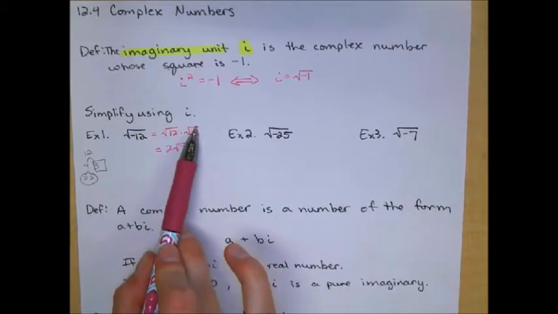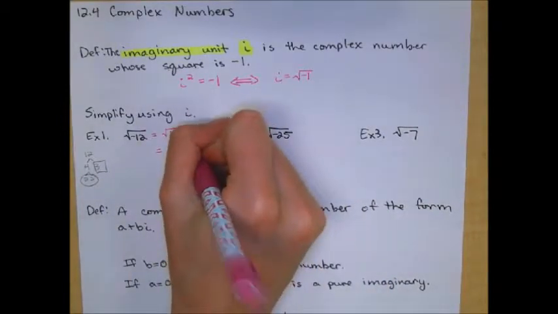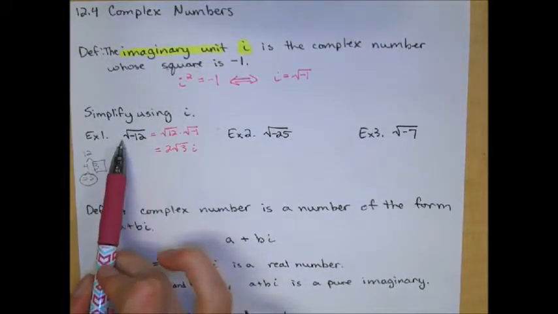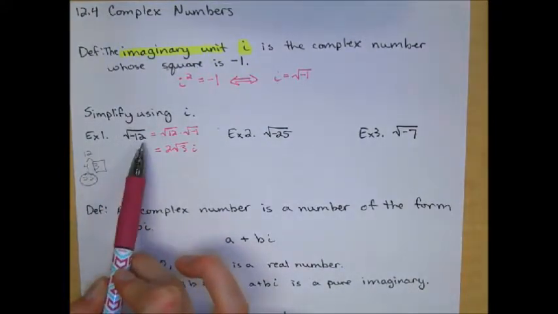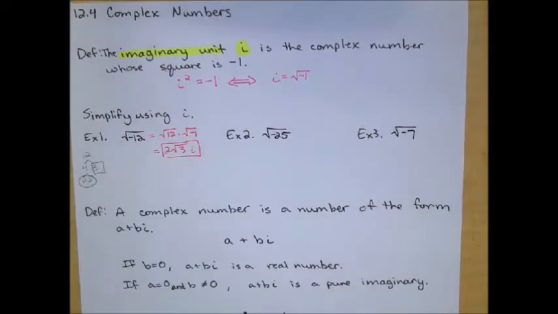What's the square root of -1? Well, the square root of -1 is i. We're never going to write things as a square root of a negative. We're always going to simplify it down to having something to do with i.